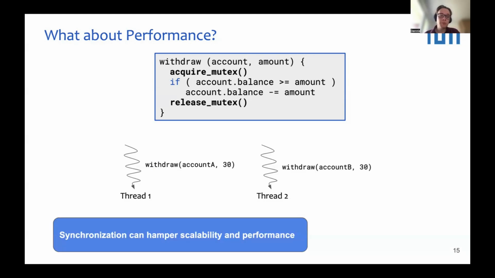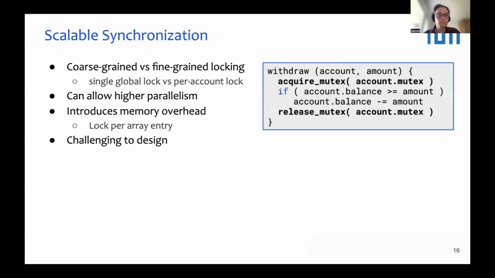So these synchronization primitives can hamper the scalability and performance of our program. This contrasts the coarse-grained against the fine-grained locking mechanisms. On the previous page, we saw a single global lock that is shared between all the bank accounts. But if we use fine-grained locking, as we see here on the right, where we have a single mutex for each account, that can allow for higher parallelism.